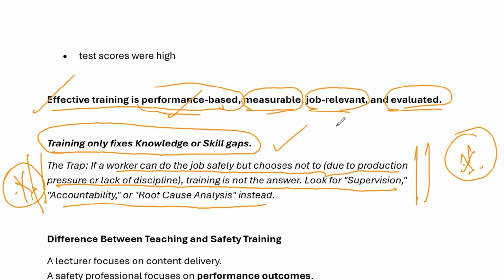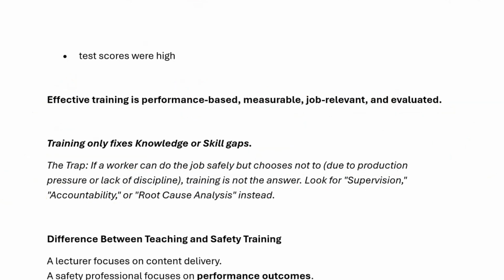They will give you a scenario: a worker is not able to work at height because he is fearful, or a worker wants to skip the job, he wants to go home early because the motivation to go home early is more than doing the job itself. So in that case, training will not help you. So they will give you the scenario, okay, whether training is required or not. This kind of question will be coming.